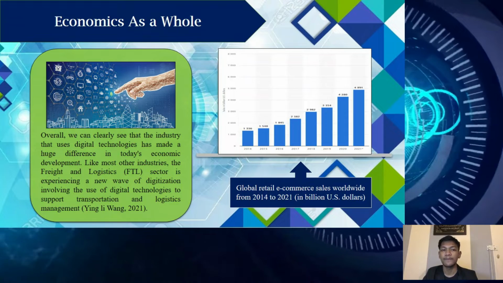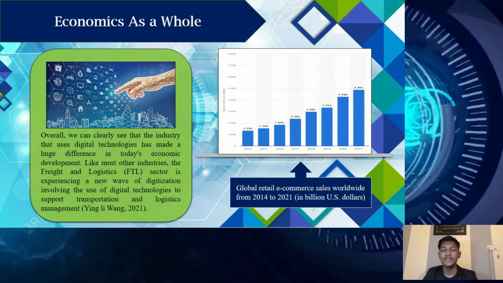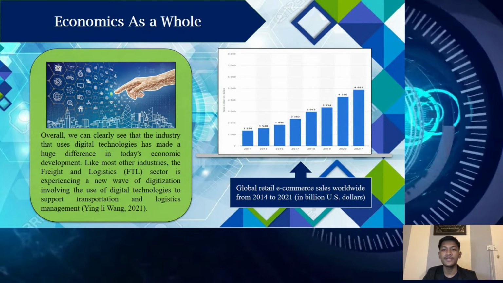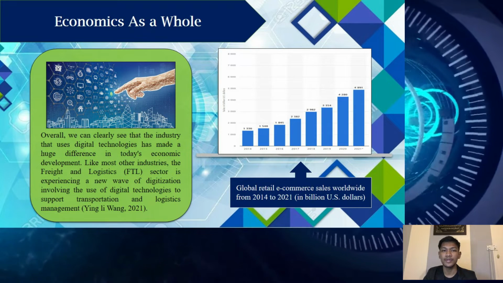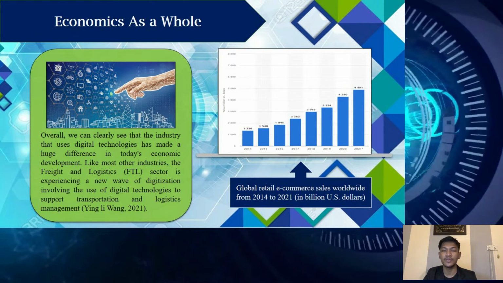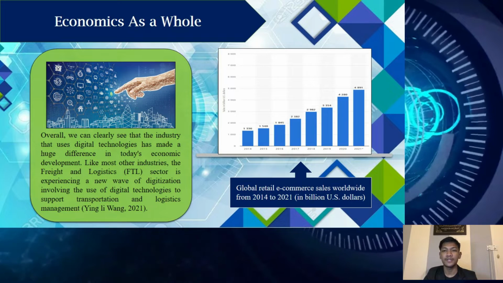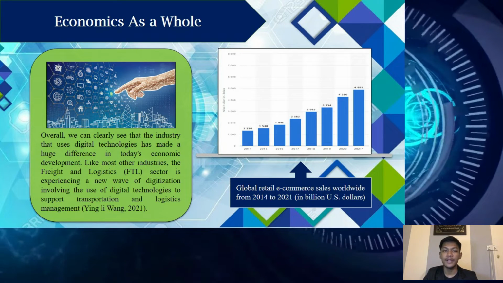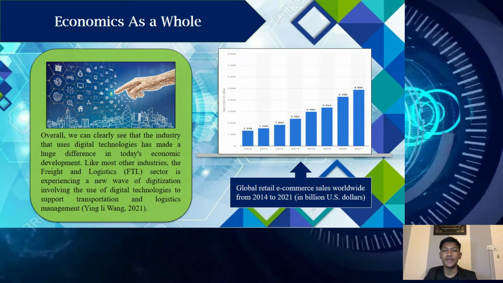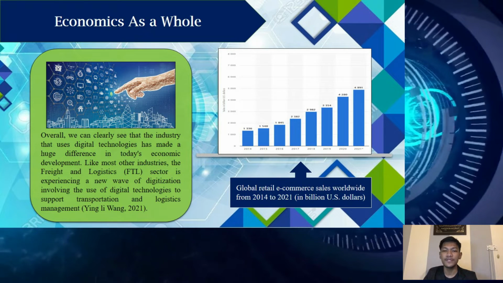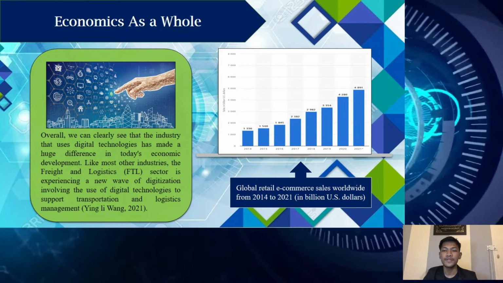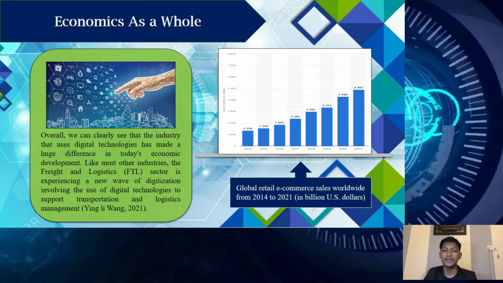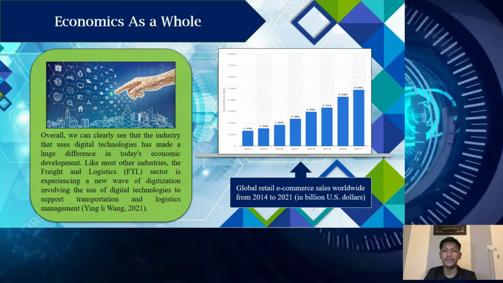Economy as a whole. Overall, we clearly see that the industry using digital technology has made a huge difference in today's economic development. Like most other industries, the freight and logistics sector is experiencing a new wave of digitalization involving the use of digital technologies to support transportation and logistics management.